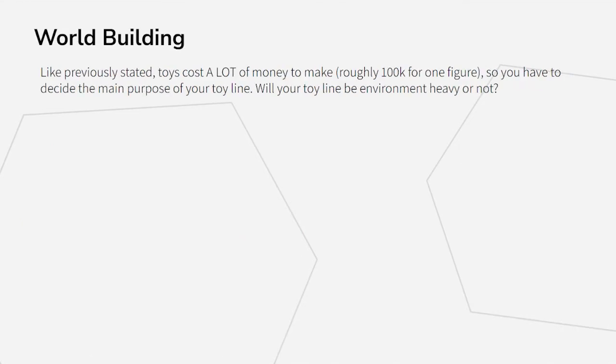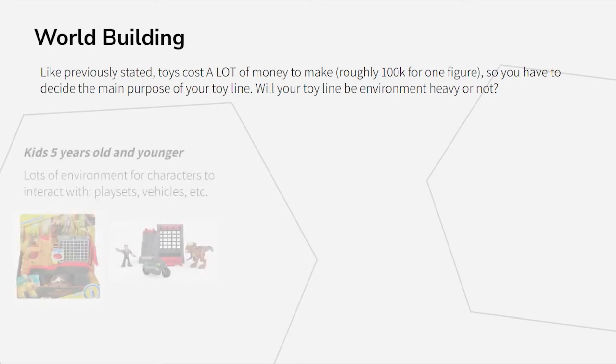Lastly, world building. Like previously stated, toys cost a lot of money, roughly $100,000 per figure, because you have to buy the tool, which is a lot of money. So, you need to decide whether your toy line is going to be based on accessories, vehicles, playsets, or if your toy line is mainly just action figure based.